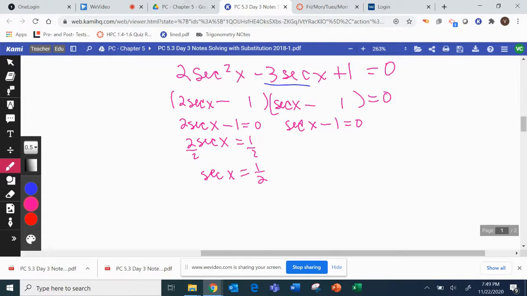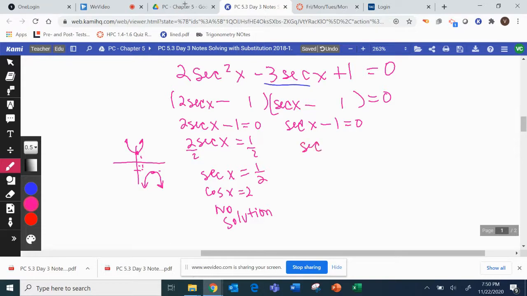Now secant x cannot equal 1/2. Secant x, when we graph it, looks like this graph. And so it does not happen in between +1 and -1. It's outside of those. So it can never equal a half. But we could also say this would be the same thing as cosine x equals 2. So there's no solution for that.